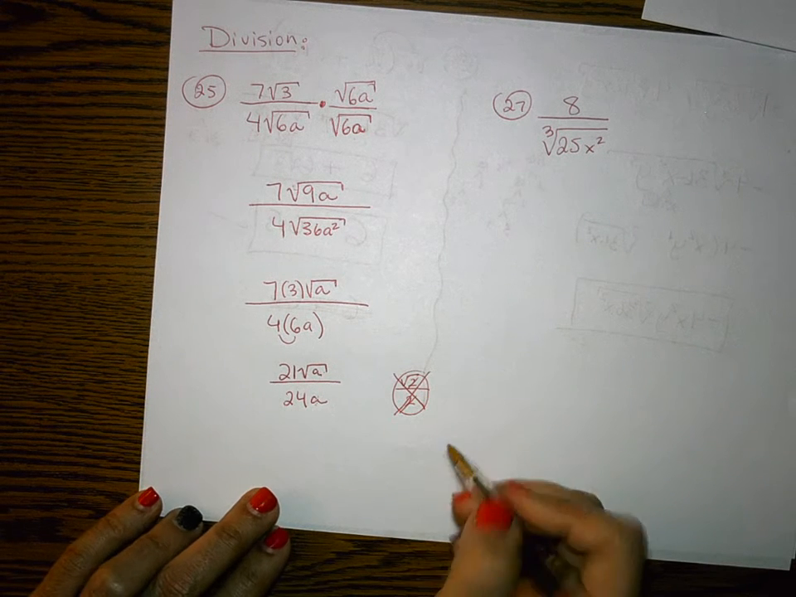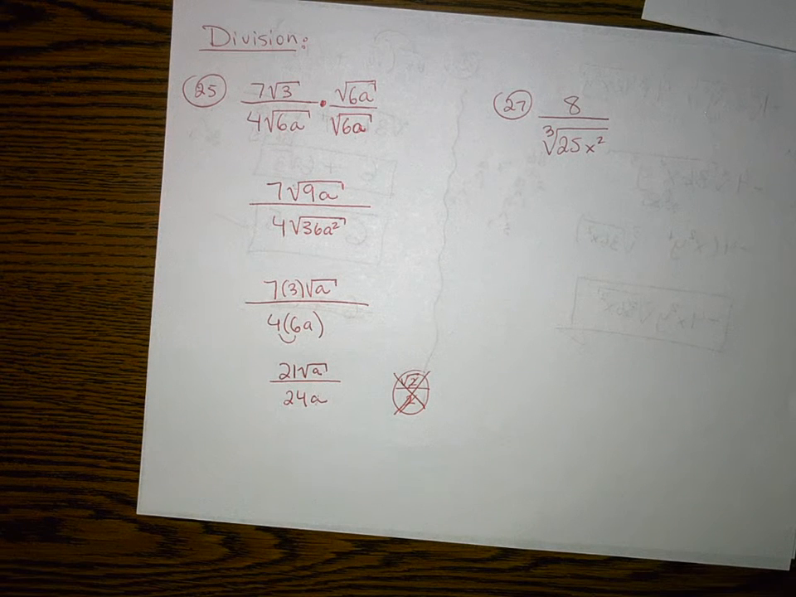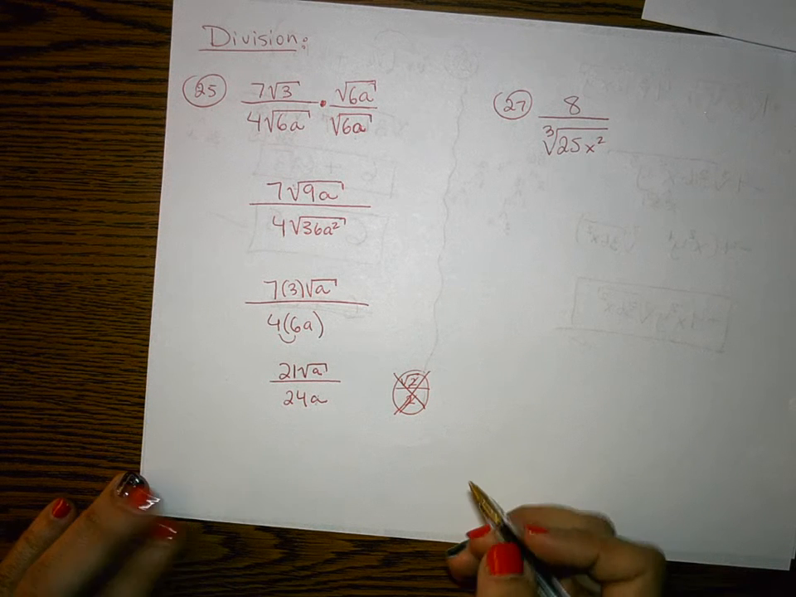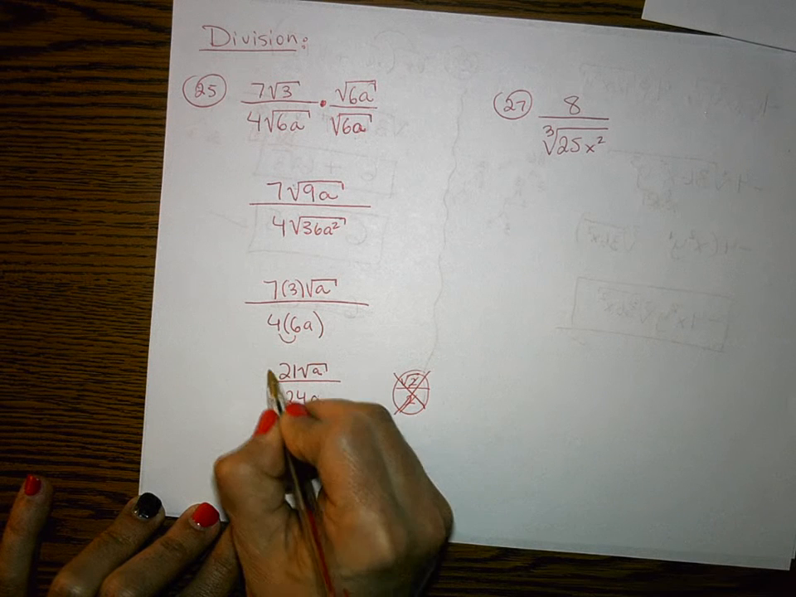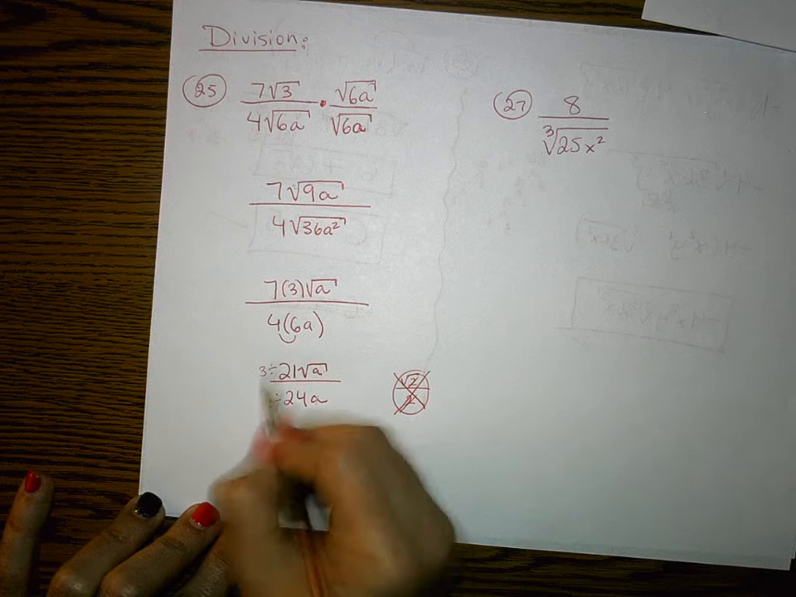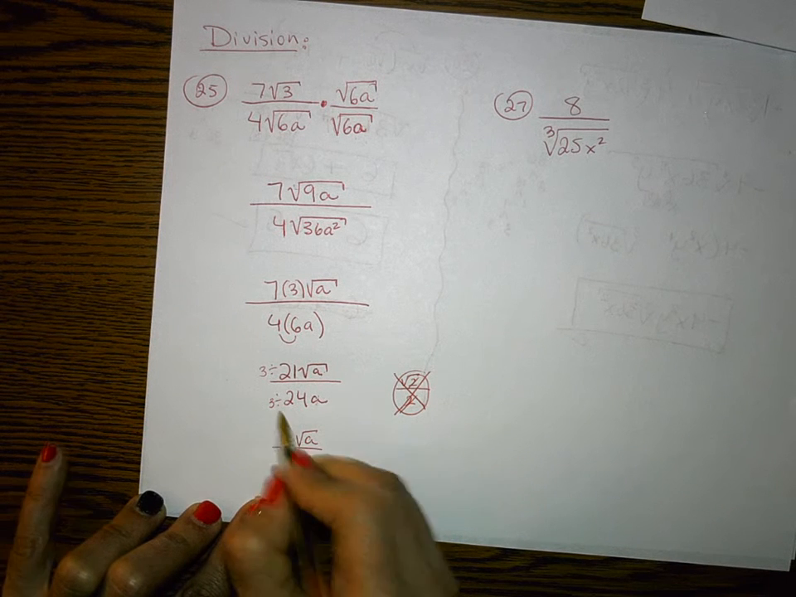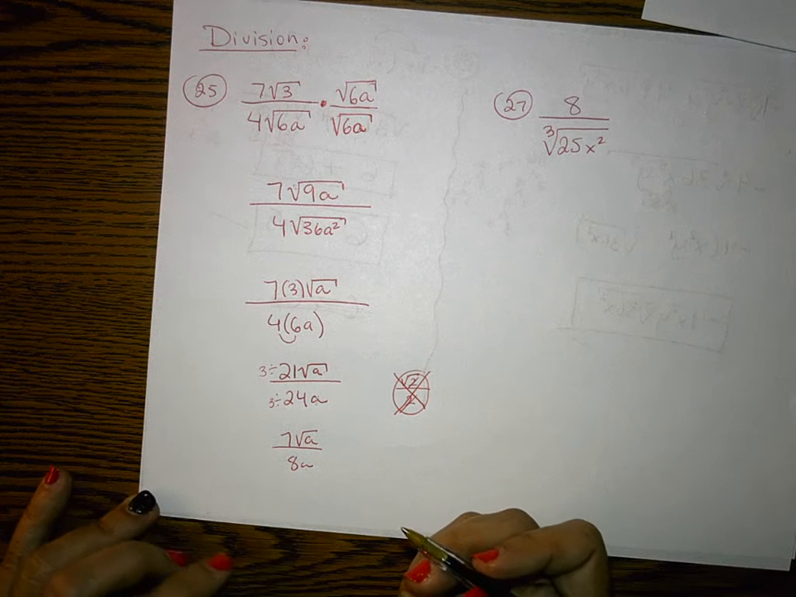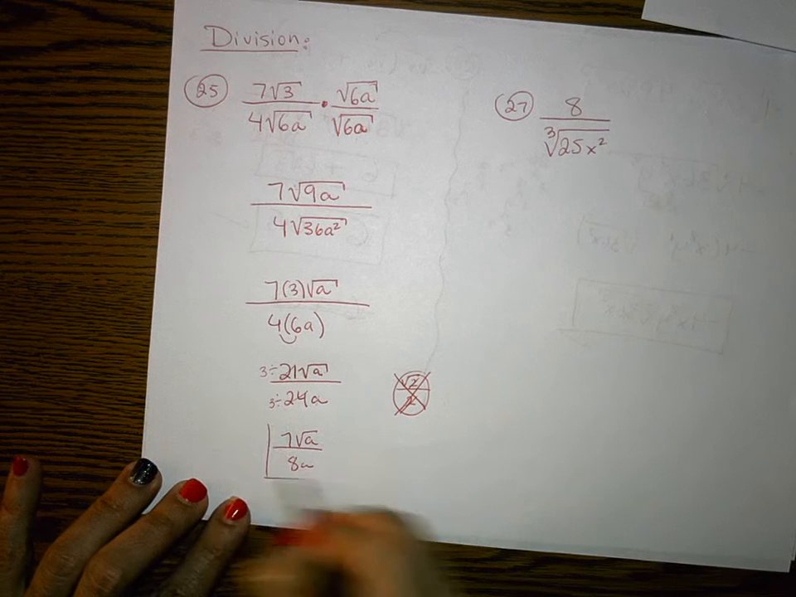We cannot do that. 21 is 3 times 7, and 24. There's really nothing else we can simplify by, except 3. So this is divisible by 3, and this is also divisible by 3. So we can go ahead and get a 7 square root of A over 8A, okay? That is the simplest we can get this to be, because we're dividing by 3, and there we go, okay?